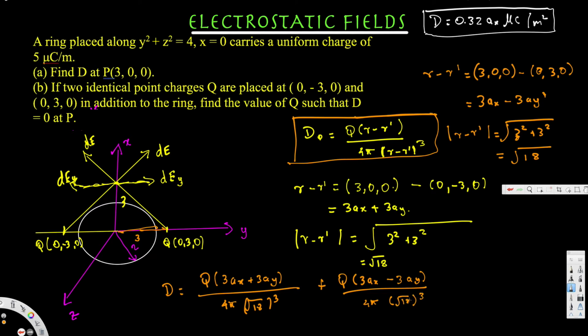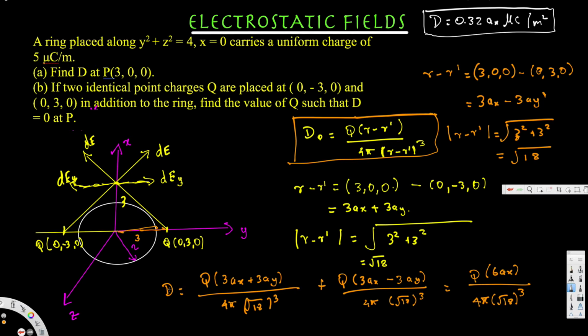Okay, and after you simplify, the final simplification is going to be Q times 6ax, because y is going to cancel, 3ay minus 3ay, and the 3ax terms add up to 6ax. The denominator is the same, so we can directly add them, right? So the denominator is going to be just the same thing, 4 pi times square root of 18 cubed. So this is what we have right now, but this is not the end.